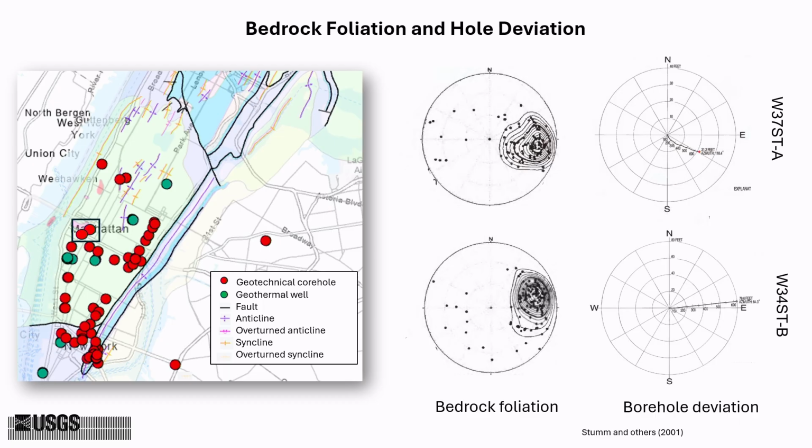Here we see two examples of those, 34th Street and 37th Street, and you can see the foliation we plot on a Schmidt lower hemisphere. The foliation is dipping to the west, and the borehole deviation is going to the east. And what's very interesting, three streets apart, the one hole is deviating 20 feet off of center, and the other one is 80 feet off of center.